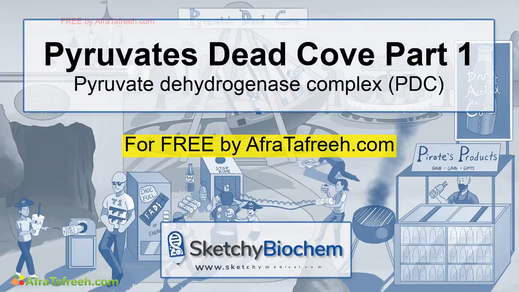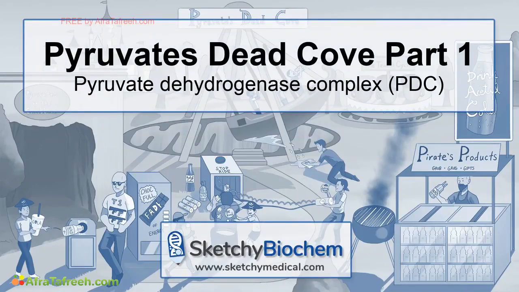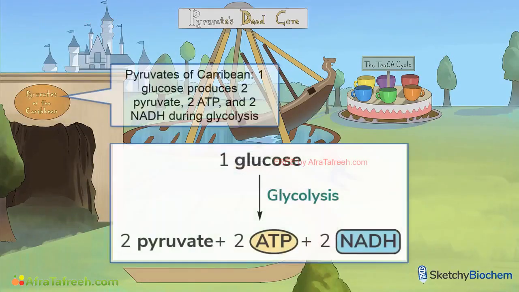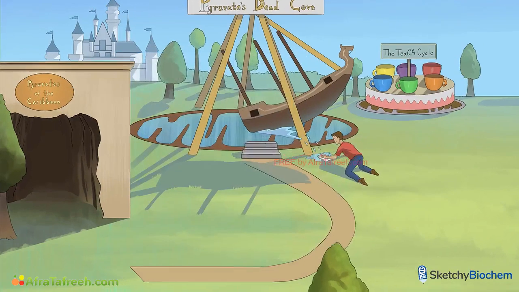Let's continue our journey through the wonderful world of carbohydrate metabolism at Sketchyland, where dreams do come true. In this sketch, we'll talk about pyruvate dehydrogenase complex. Recall that during glycolysis, we made 2 pyruvate, 2 ATP, and 2 NADH from 1 glucose.